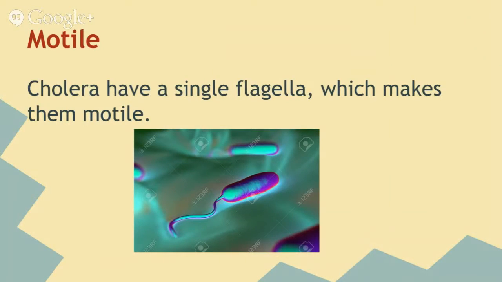Cholera is motile because it has a flagellum on the end of it. The flagellum helps the cholera to live in the environment that it has chosen, which is water. So that's obviously going to help it move around and find better places suitable to living.